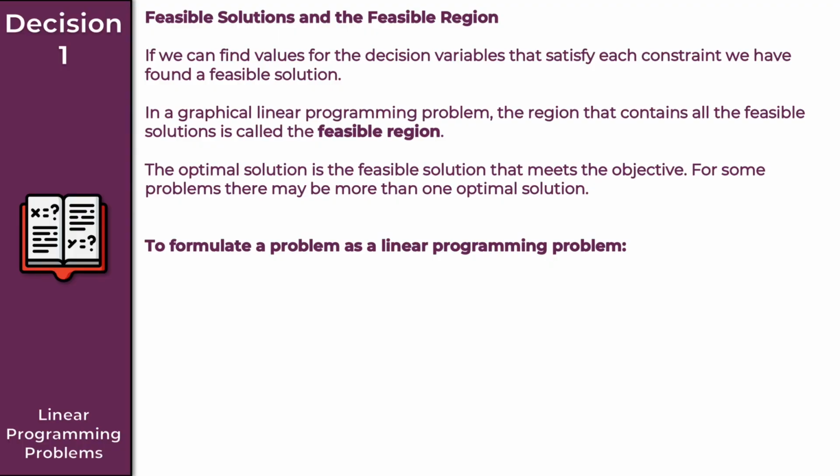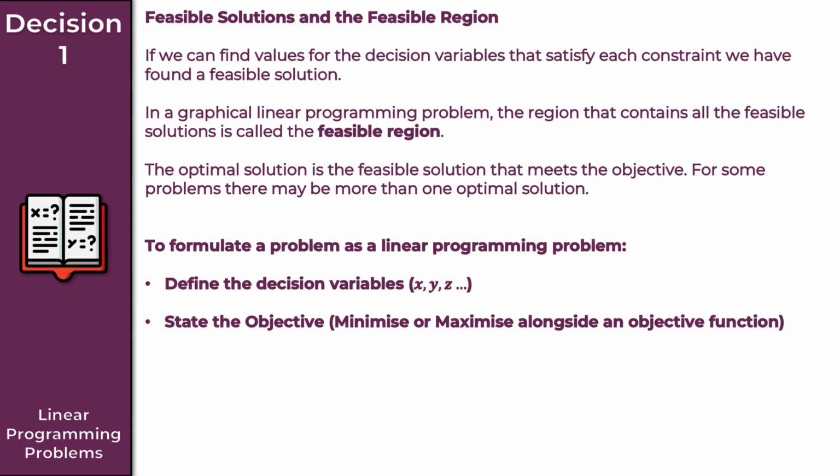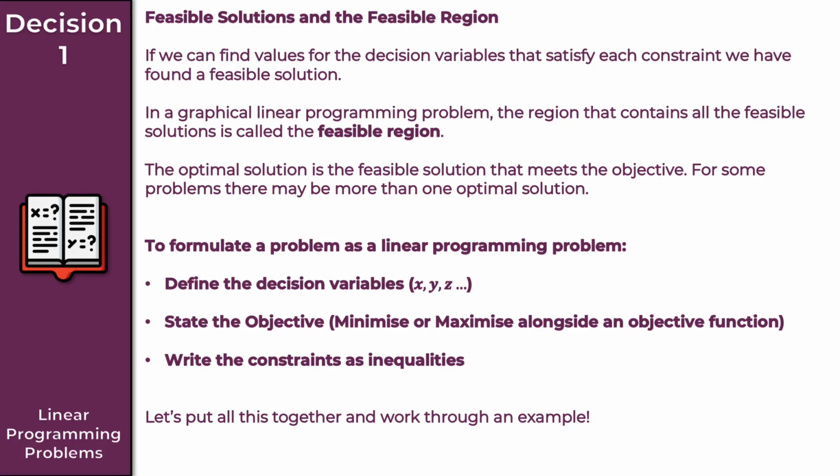So if we put this all together, to formulate a problem as a linear programming problem, we start by defining the decision variables, that is x, y, z, etc. We then state the objective, so that's either to minimize or maximize alongside an objective function. And then finally, we write the constraints as inequalities. Let's put all of this together and work through an example.